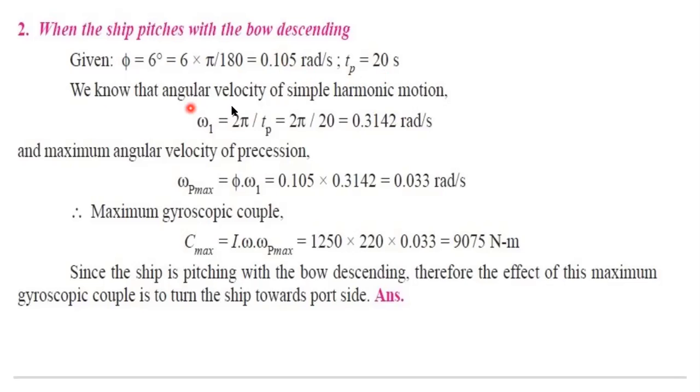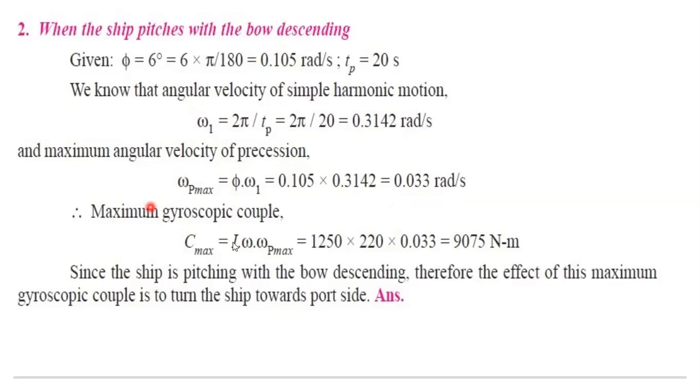We know that this is the formula for angular velocity in simple harmonic motion. So we can write it as omega 1, because already we have the notation omega, and so that we should not get confused, we are using a different notation. Omega 1 is equal to 2 pi by tp. Time period we know, and we can write the value in terms of radian per second. Maximum angular velocity of precession, omega p max, is phi into omega 1. So the angle we got into omega 1, and we will be getting an answer in terms of radian per second.